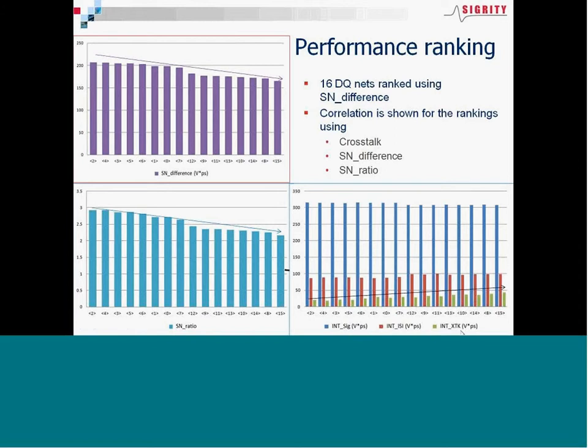And this shows that for these 16 nets, the performance ranking is dominated by crosstalk. Net 15, with the most crosstalk, ranks lowest in performance.